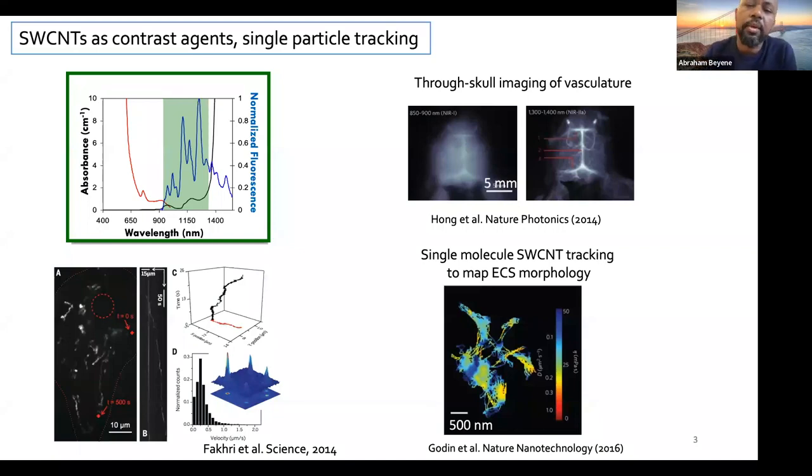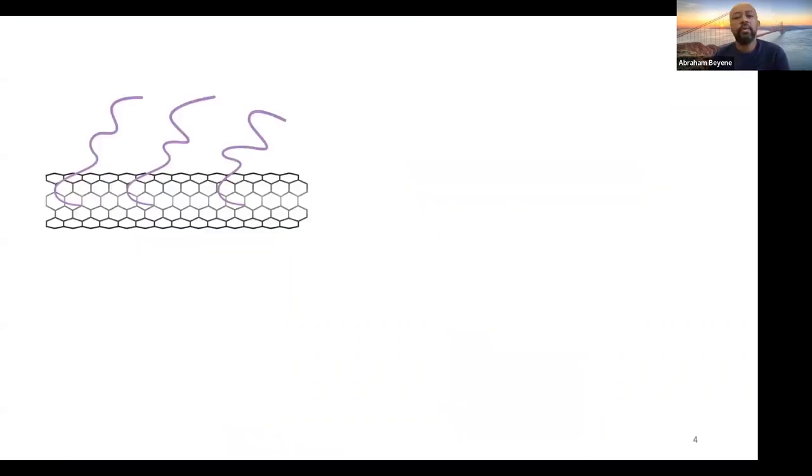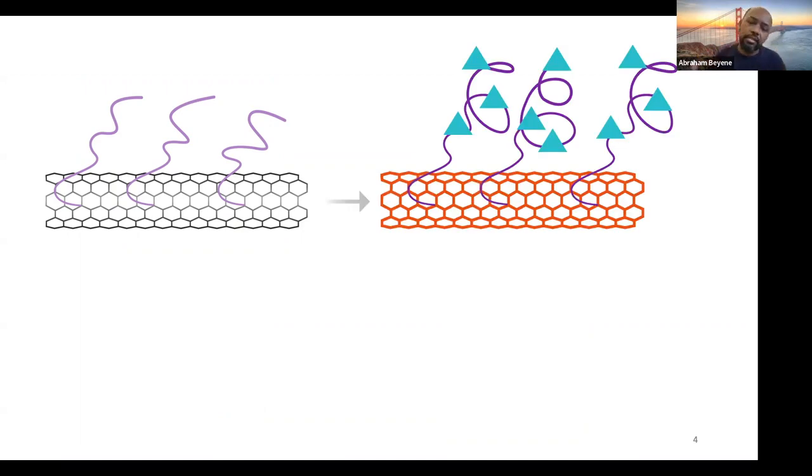So this is by no means an extensive representation of the literature. This is a very, very small subset of, I would say, a very robust literature of nanotubes being applied for imaging in biology and studying various biological systems. The way we want to use it in the lab, however, is not just based on the fact that they are fluorescent and therefore can be used as a contrast agent. It's based on this idea that you can also make sensors out of them.